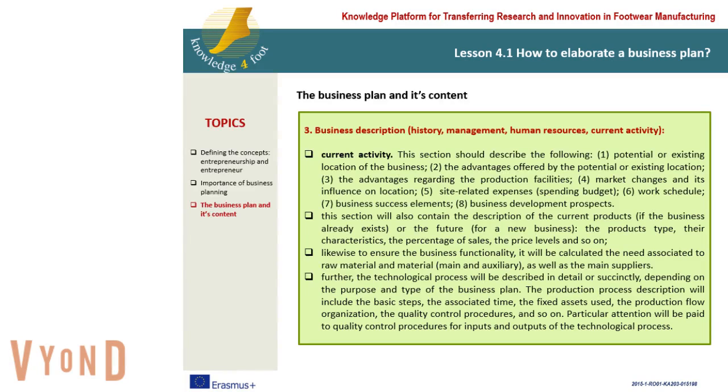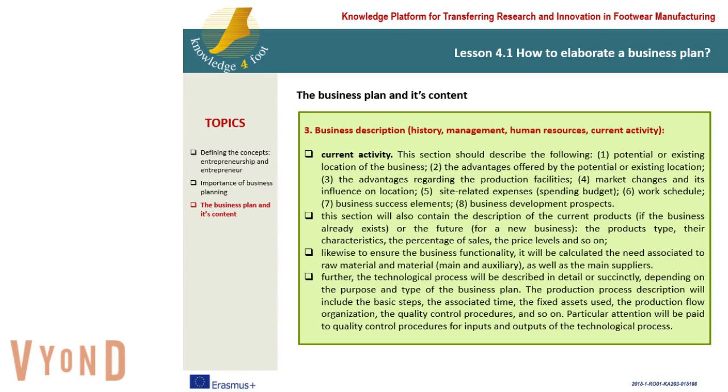This section should describe the following: 1. Potential or existing location of the business. 2. The advantages offered by the potential or existing location. 3. The advantages regarding the production facilities. 4. Market changes and their influence on location. 5. Site-related expenses, spending budget. 6. Work schedule. 7. Business success elements.